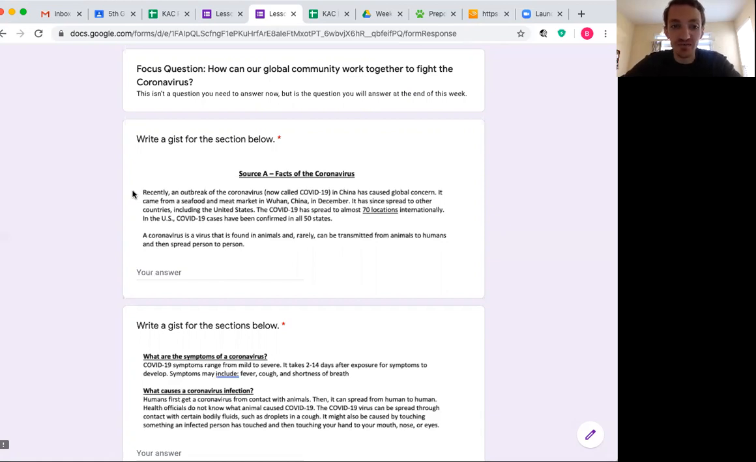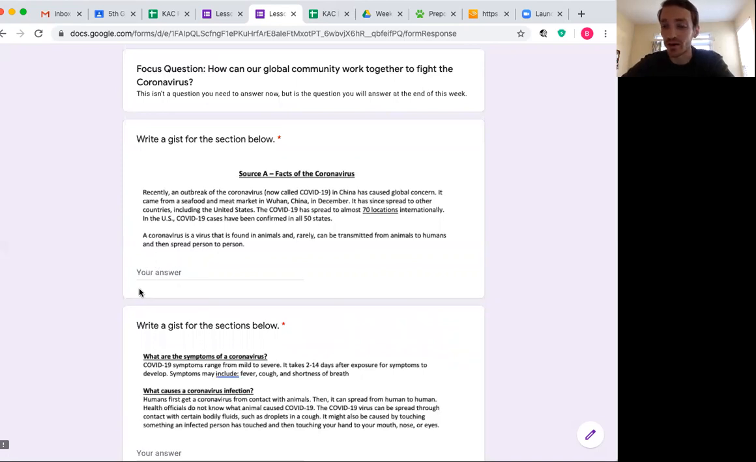It came from a seafood and meat market in Wuhan, China, in December. It has since spread to other countries, including the United States. The COVID-19 has spread to almost 70 locations internationally. In the US, COVID-19 cases have been confirmed in all 50 states. A coronavirus is a virus that is found in animals and rarely can be transmitted from animals to humans and then spread from person to person. Please go ahead and write your gist statement right here where it says the answer.